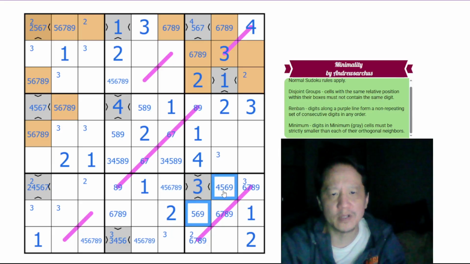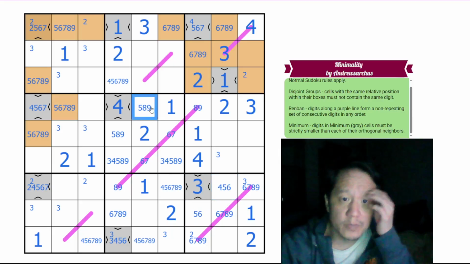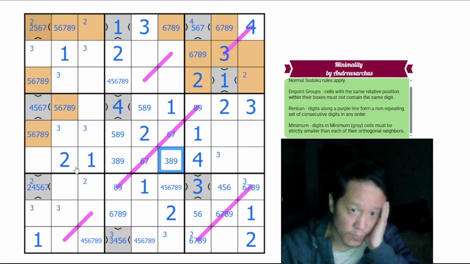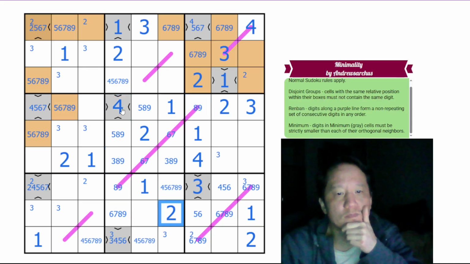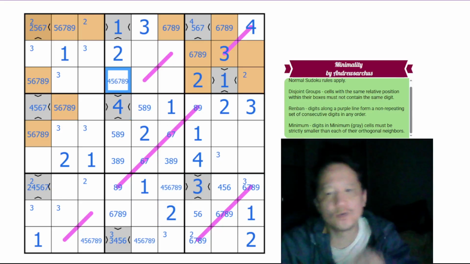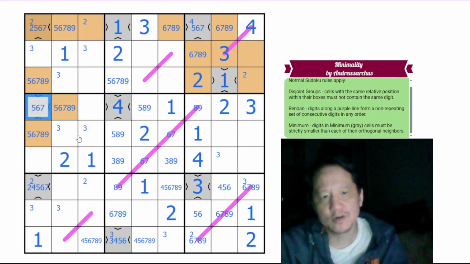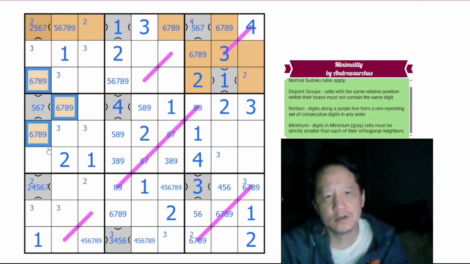No 4 here. This is 5, 8, and 9. So this cannot be 9, because we'd have to have a 5 here. No 4, 5. No 4, 5. This is 4, so this couldn't be 4 there. So far this is looking fine.